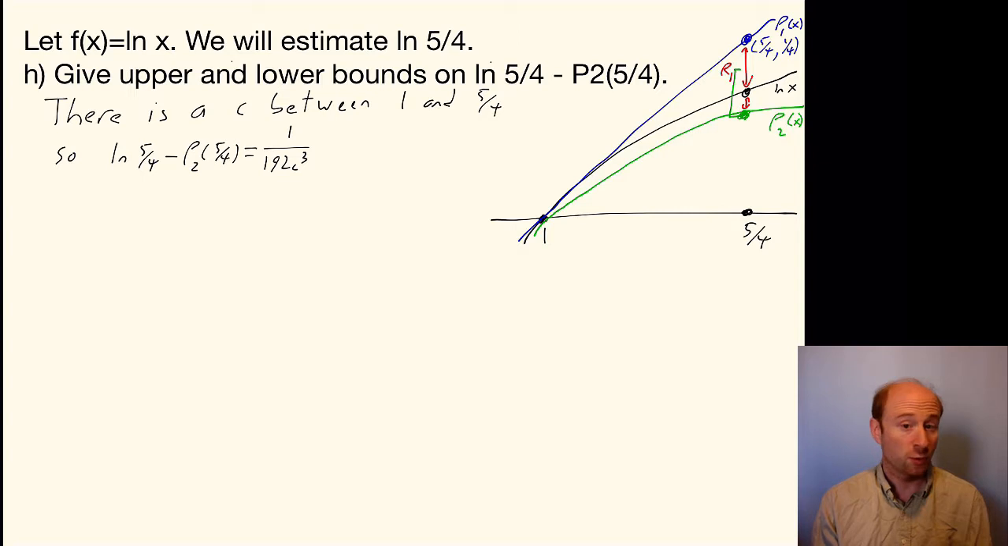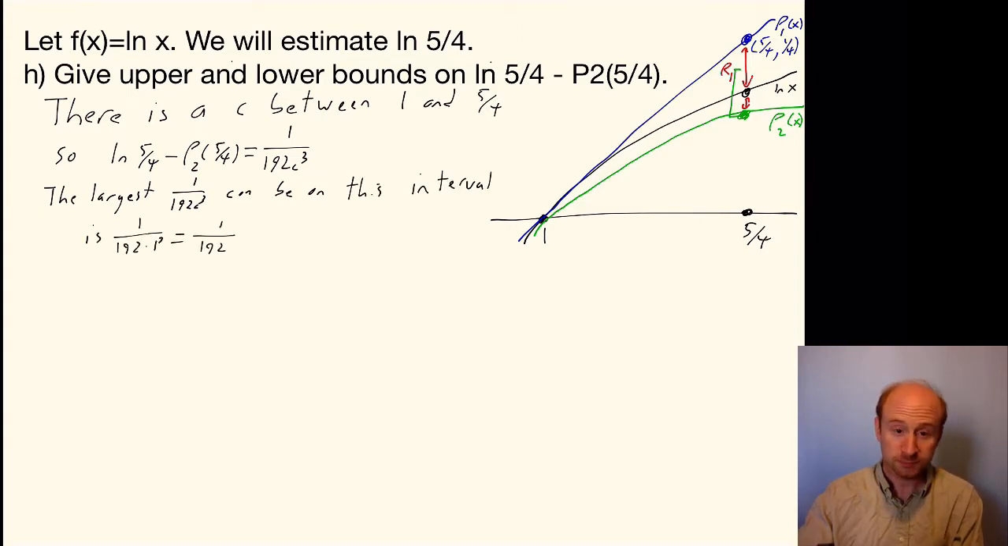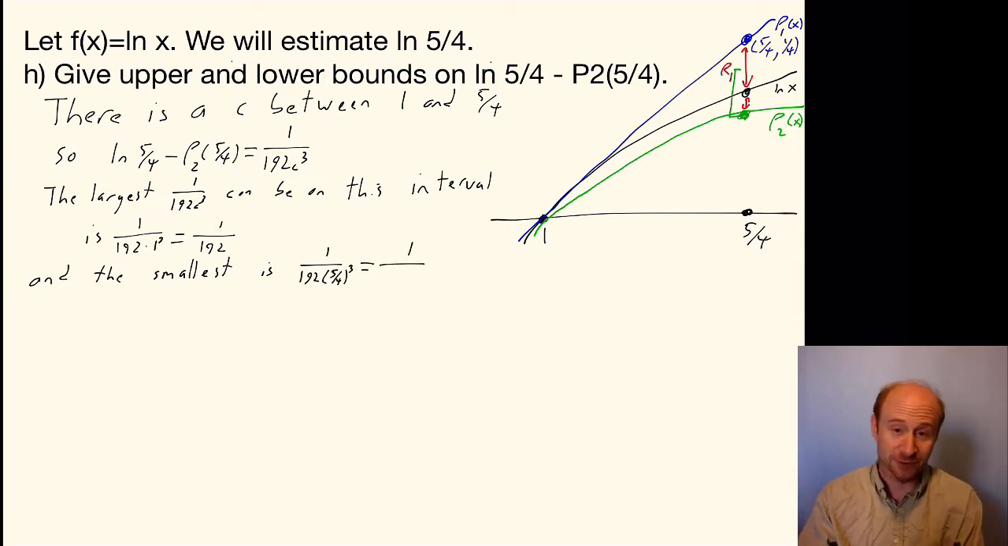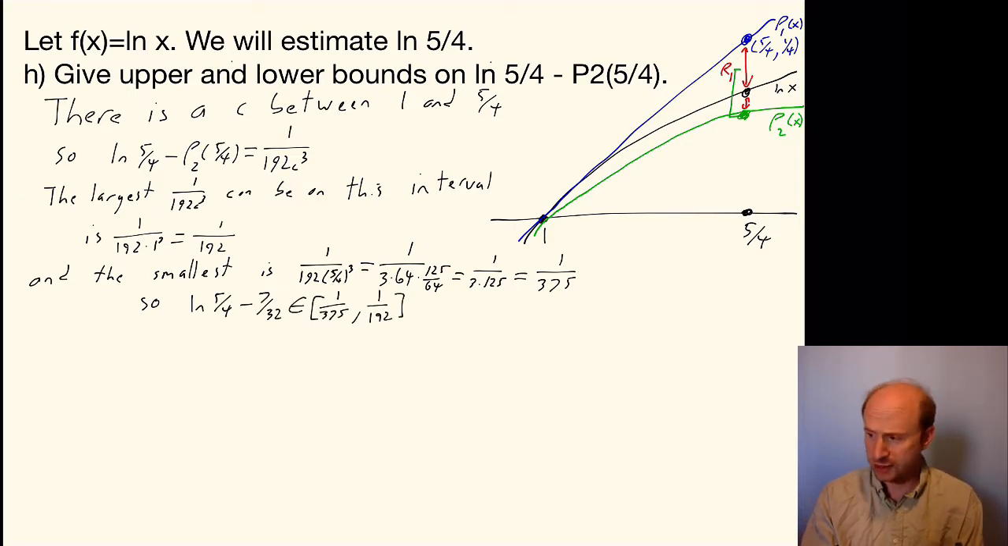And we know that 1 over 192 c cubed is a decreasing function. Right? As c gets bigger, 1 over c cubed is getting smaller. So the biggest we're going to get is when c is 1 on the left-hand side of this interval. So the biggest the error can be is 1 over 192. And the smallest the error can be is when c is on the right-hand side of this interval, when c is 5/4. And when we do that out, we get that that's 1 over 375. So what we know is that the error is between 1 over 375 and 1 over 192.